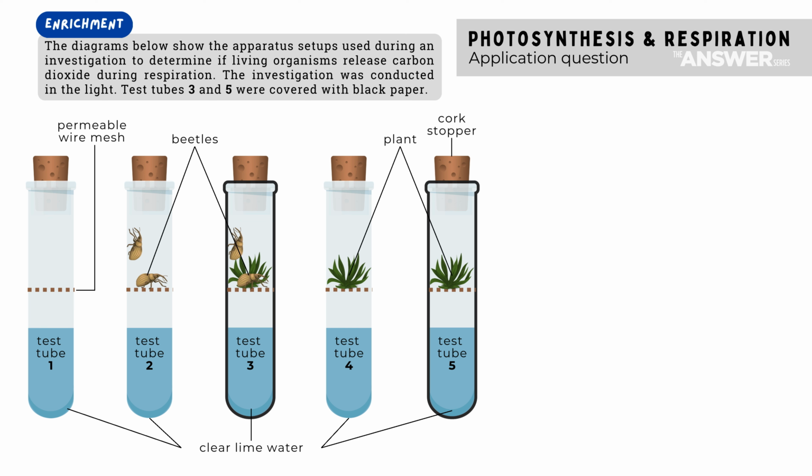So you've already kind of understood the setup, we've unpacked it. We're basically looking at plants and animals, and as the aim says, we're looking at the release of carbon dioxide from these plants and animals because we have clear lime water to indicate that during respiration. But there are some of the test tubes here that might be performing photosynthesis, which is not what we're investigating, and that could be a problem for our investigative setup.